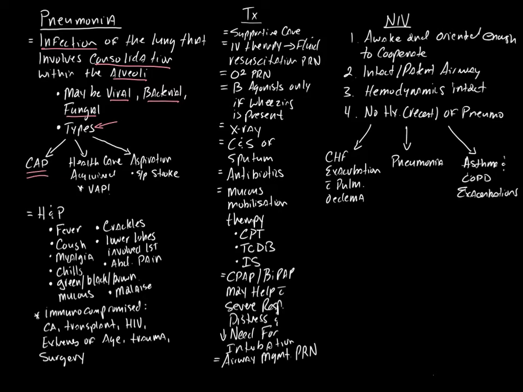Yeah, in your community, right? Outside of the hospital, right? In the community, right? So these are your run-of-the-mill organisms. You also have healthcare-acquired pneumonias. One of the most problematic ones that we run into is VAP. And what is VAP?